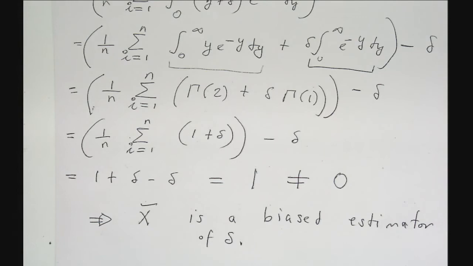Alright, that's only the first part. The second part of the same question is, hence find a linear transformation of x bar which will provide an unbiased estimate of delta. Alright, what do you think it will be? So we know that x bar is a biased estimate of delta. So how do you make this into an unbiased estimate? I think I talked about this last week.